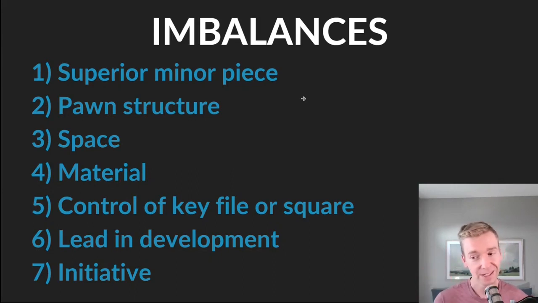We have material. This material is by far the most overrated imbalance. And there's a good reason for that. When we learn to play chess, almost everybody learns material first. And it makes sense. It's like a scoreboard. A pawn is worth 1, a minor piece is 3, a rook is 5, a queen is 9. Almost every chess player learns that when they start.